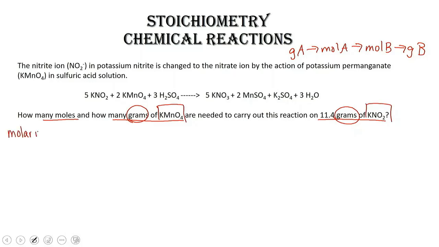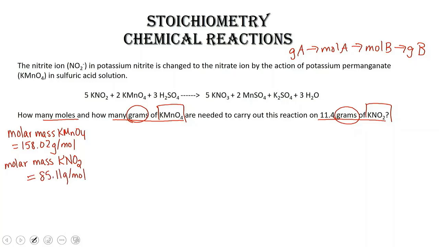So the molar mass of KMnO4 is equal to 158.02 grams per mole. You can do that calculation on your own to make sure that I did that correctly. And KNO2, the molar mass, is equal to 85.11 grams per mole. Did you get that right? Hopefully you did. Now, we know that we're going from grams of A to moles of A to moles of B to grams of B. So we need molar mass, and we need a mole to mole ratio based on our balanced equation.